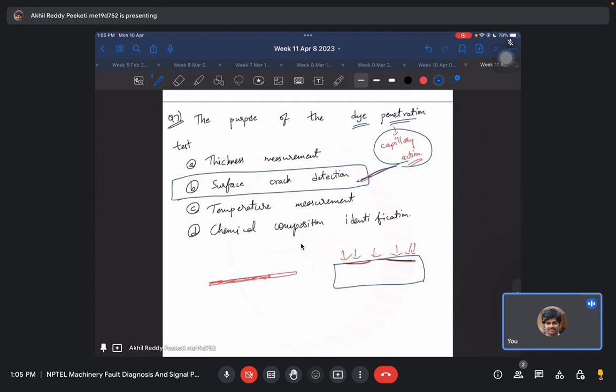In the dye penetration test, because of the capillary action, the dye can seep into the cracks, which are usually at the surface, where you can reach with the help of a dye. And this works because of the capillary action. And the dye penetration test can be used for only surface crack detection.